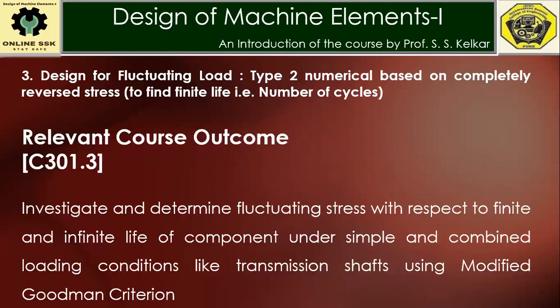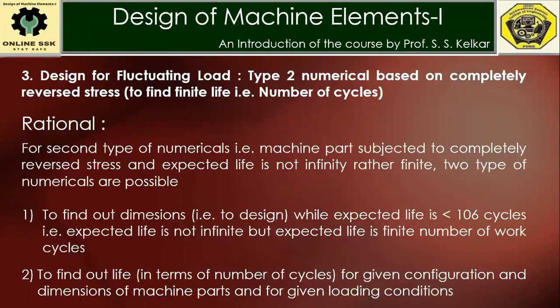Today's discussion belongs to course outcome CO number 3, where we investigate and determine fluctuating stress with respect to finite and infinite life of a component under simple and combined loading conditions, like transmission shafts, using the modified Goodman criteria. The main idea here is that the expected life will be less than 10 raised to 6, 1 million revolutions, and so the life will be called finite life. Whenever a machine part is subjected to completely reversed stress and the expected life is finite, at that time how to design or how to find out the number of cycles.